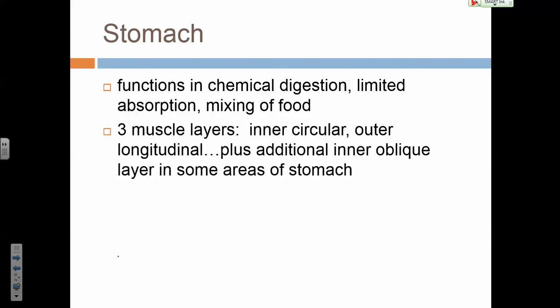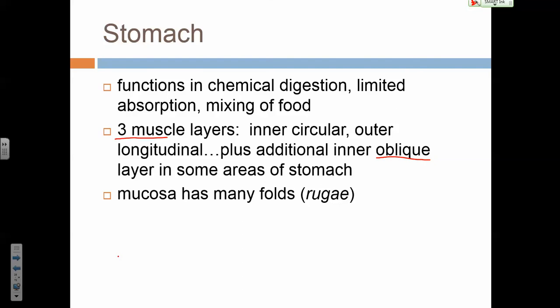It still has all the 4 big layers, the mucosa, submucosa, muscularis mucosa, and the serosa. But in the muscularis mucosa, it has 3 rather than 2 layers, because the stomach is mixing in all different ways. So it has a 3rd layer that is longitudinal. So it has a circular, a 3rd layer that's oblique. That means diagonal. Oblique means diagonal. Okay? And so it can mix it all kinds of ways.